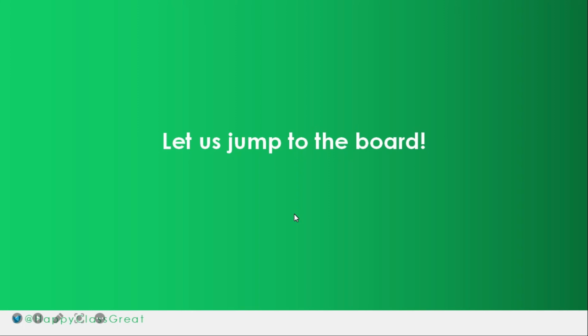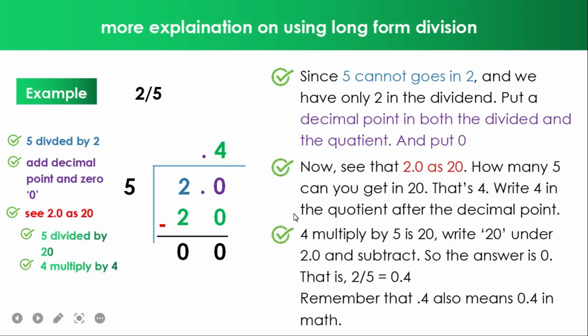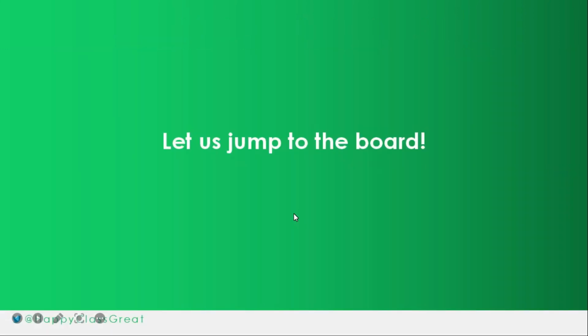So now let's jump to the board, and let me give you an example of how we can solve questions like 3 over 7 and 4 over 9. How we can change those kinds of fractions, whose denominators are not factors of 10, 100, 1000, to decimals. So let's jump right in and let's meet on the board.